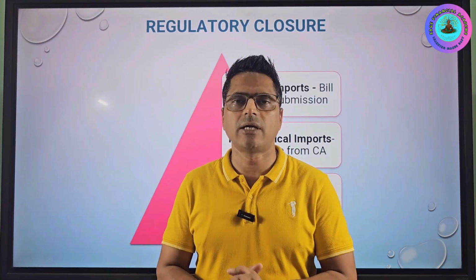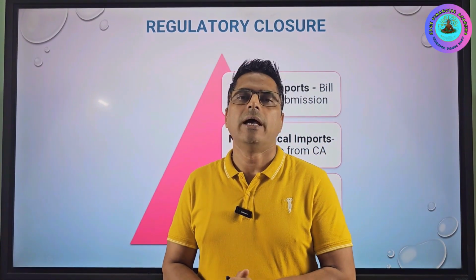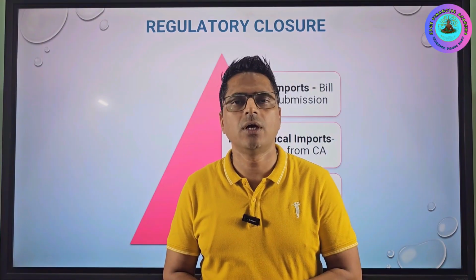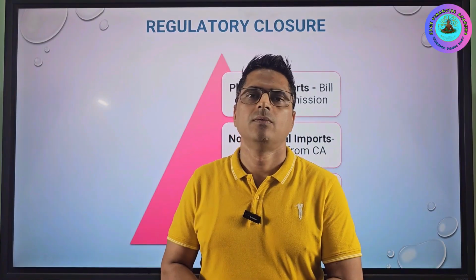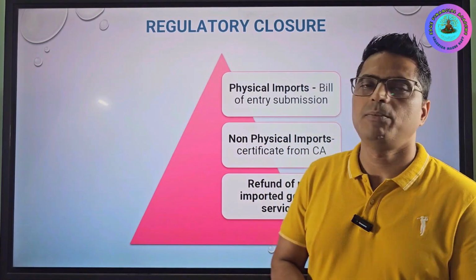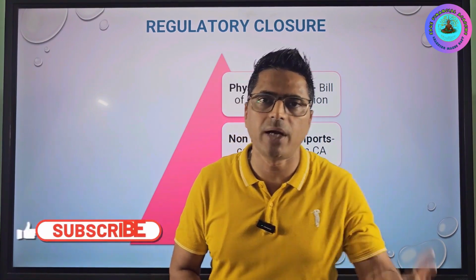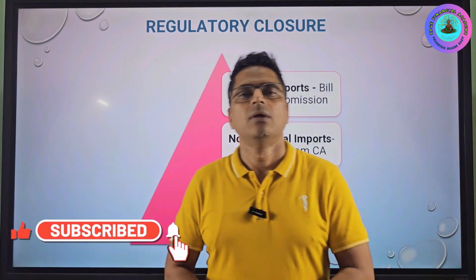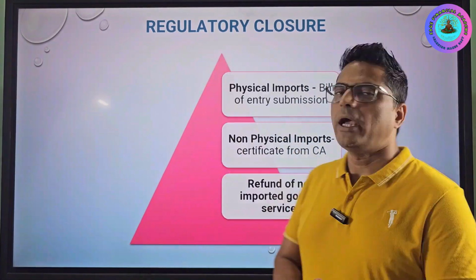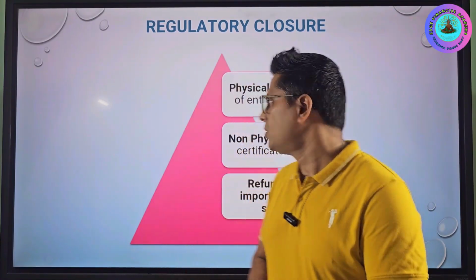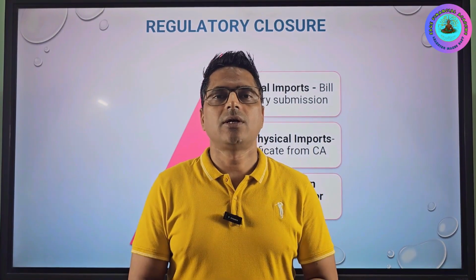And in the last I have kept the regulatory closure, because this is very important. Not only as an importer, but as a banker as well, you must be aware of the requirements. So what is the requirement? Physical import. If you are making physical import of goods, what is the requirement? Bill of entry submission, which means proof of import. Bill of entry is the proof of import, showing that for whatever amount you have paid as an advance or against import, the goods have been received by you, and you have submitted that proof to the bank. And if you are making payment against services, that is non-physical import, what is the requirement to submit the proof of import? You need to submit a certificate from the CA.